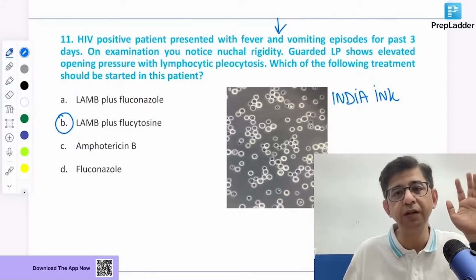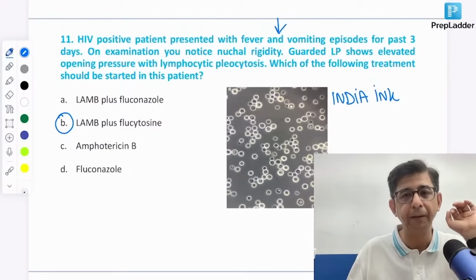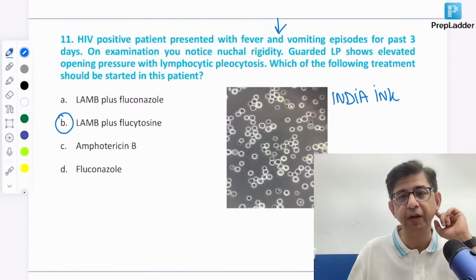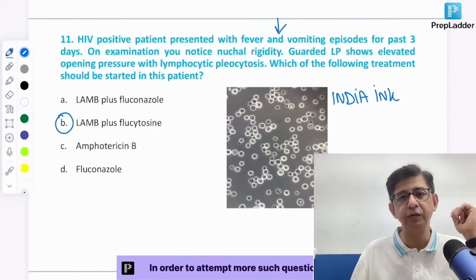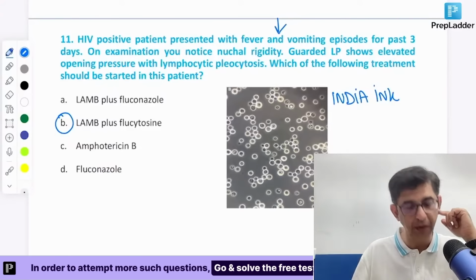Extensively asked, guys, extensively asked. Every time he has talked about this topic, it is liposomal amphotericin B and then 5-flucytosine that would be used for management of this patient. The correct answer is option number B.